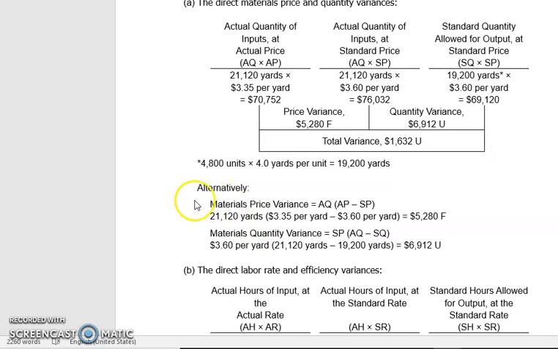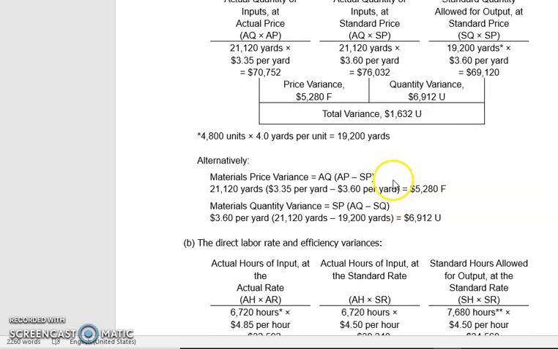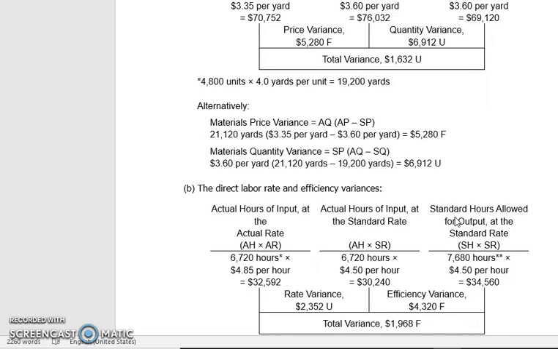Alternatively, you can calculate like this, using the usual methods. So you put all the figures and you get the material price variance of 5,280 favorable, and material quantity variance you get 6,912 unfavorable. For B, the direct labor rate and efficiency variance.